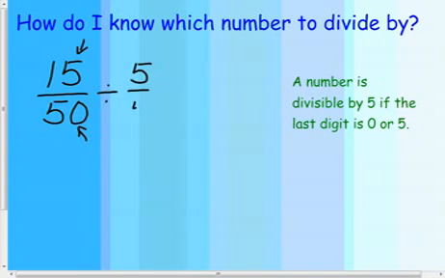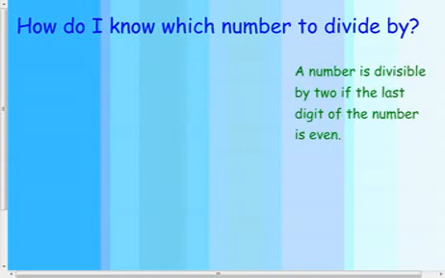So you're going to divide by 5. 15 divided by 5 is 3. You're just thinking, right, 5 times what is 15? So 5 times what is 50? 10. 50 divided by 5 is 10. So that one is 3/10. Look for the 5 and the 0 on the end. Use the number 5.